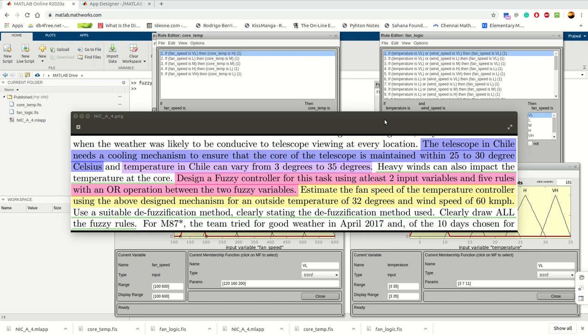In this assignment, we have to create a fuzzy logic system for the following question. The question is saying that for a telescope set up in Chile, we have to maintain its core temperature between the range 25 to 30 degrees. So here there are two variables. One is temperature and the other one is wind speed.